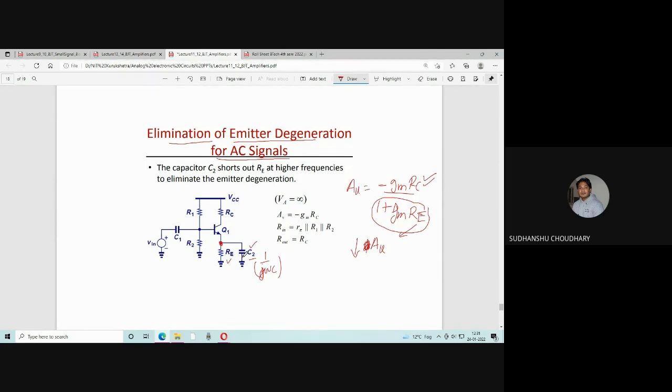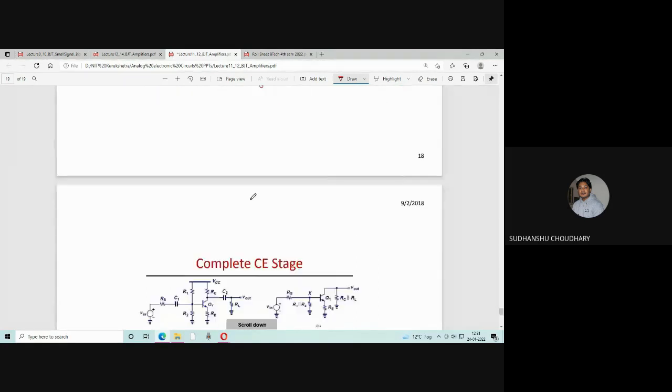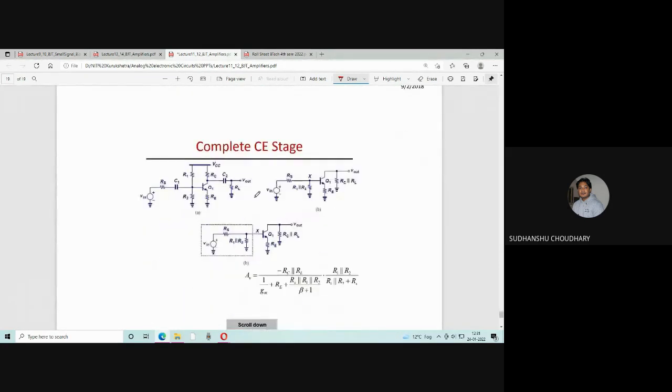So this capacitor is also called emitter bypass capacitor because it is bypassing this emitter degeneration resistor. So the current which is coming from emitter is not allowed to go into this emitter resistor because this capacitor actually shorts this resistor at high frequencies. So AC current gain is now maintained high. It does not fall. So I think I'm done with today's lecture.